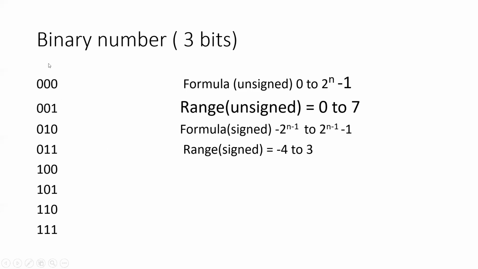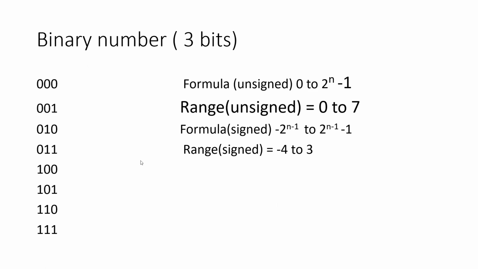So let us see, here it is. Here these numbers we can take as minus 4, minus 3, minus 2, minus 1, 0, 1, 2, 3. So that means the range is from minus 4 to 3. Here we assume that the negative numbers are represented using 2's complement representation.